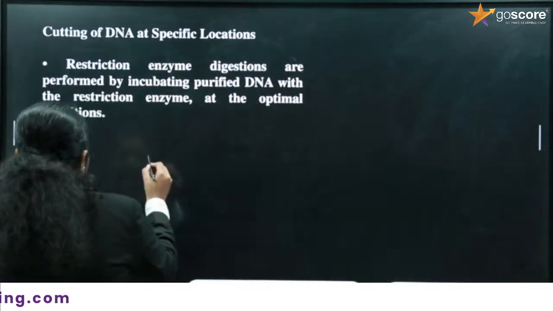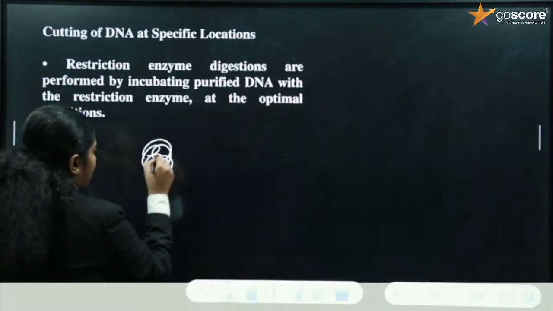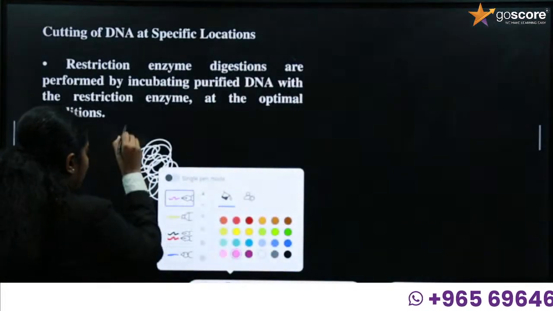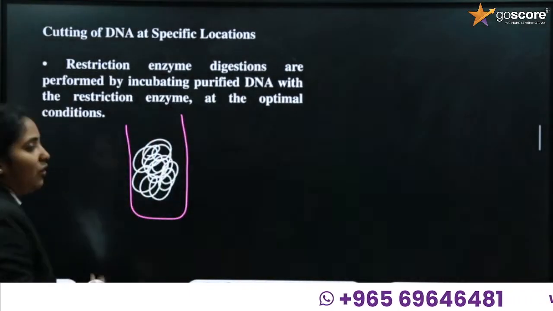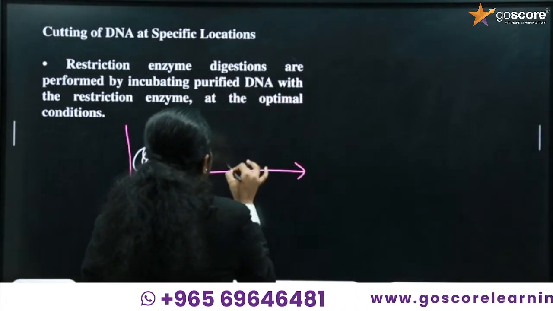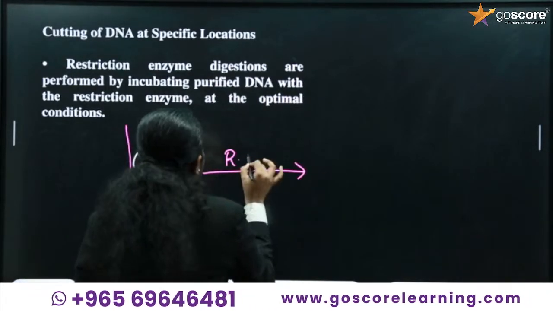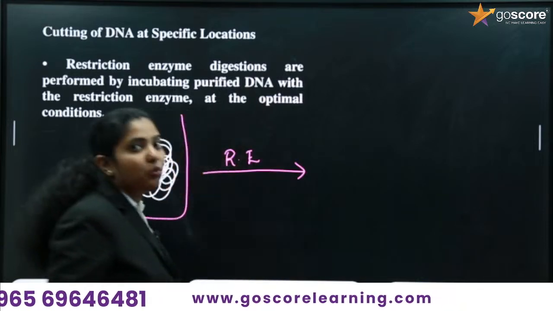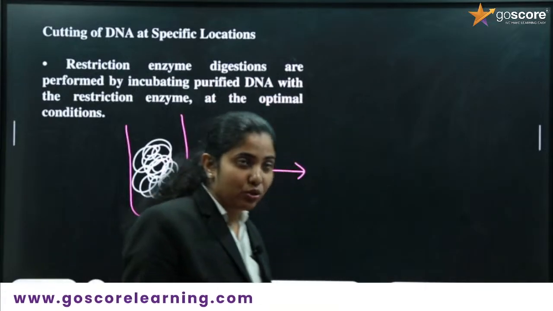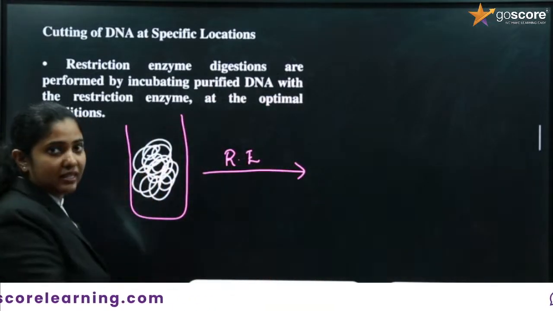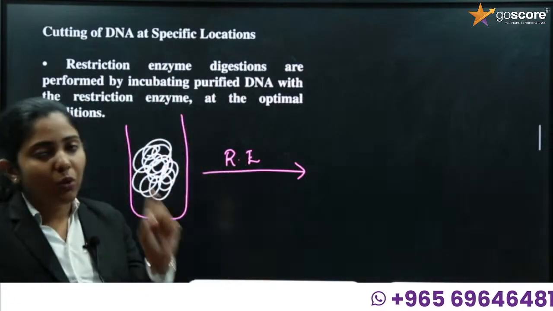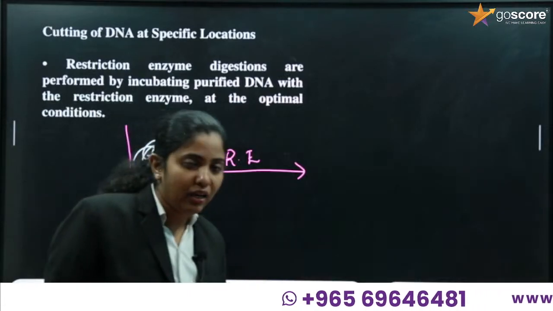Next we move to the next step of the process. We have isolated the DNA as a thread-like structure in a suspension, so this thread-like DNA will be taken out. Then it is treated with restriction enzymes. We have studied what restriction enzymes are: they are enzymes used to cleave DNA. This is the entire DNA of an organism, but we don't want the entire DNA. Only a small portion has to be taken from the organism.